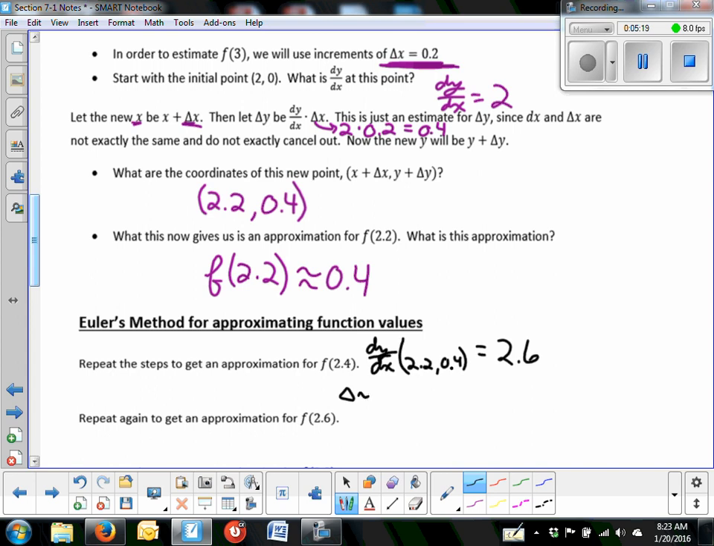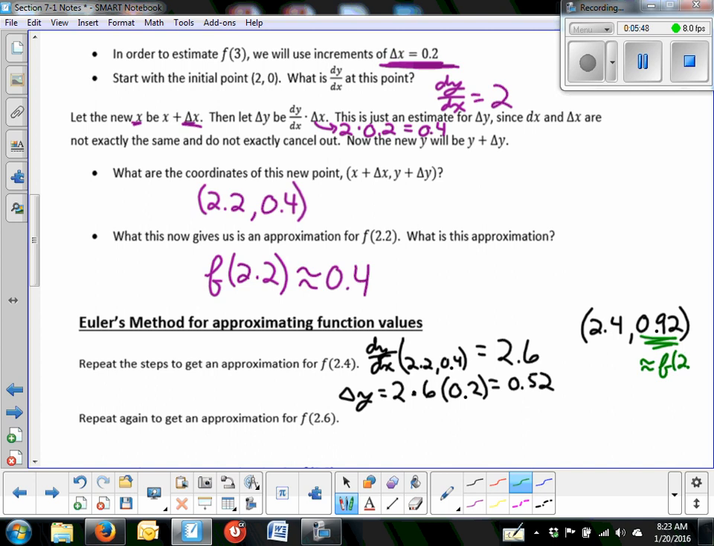My delta y is going to be this 2.6 times my delta x, which is going to be 0.52. So my new x is 2.4. My new y is going to be the old one, 0.4, plus the 0.52, so I get 0.92. And here is an approximation. So this is about f of 2.4.